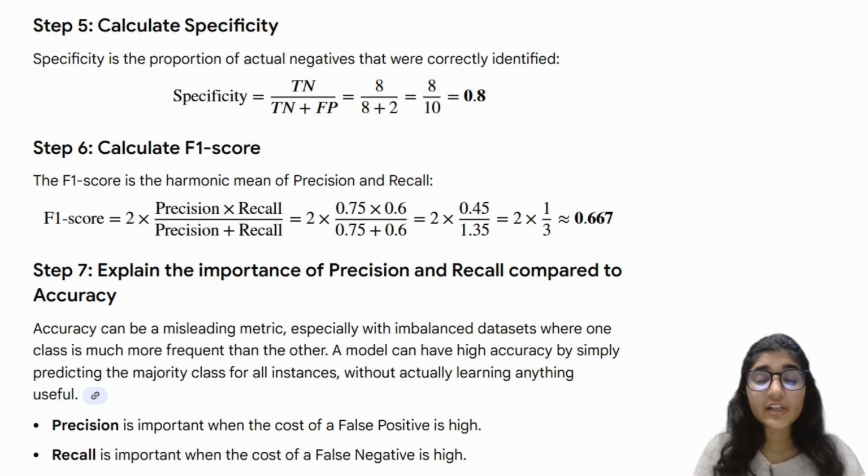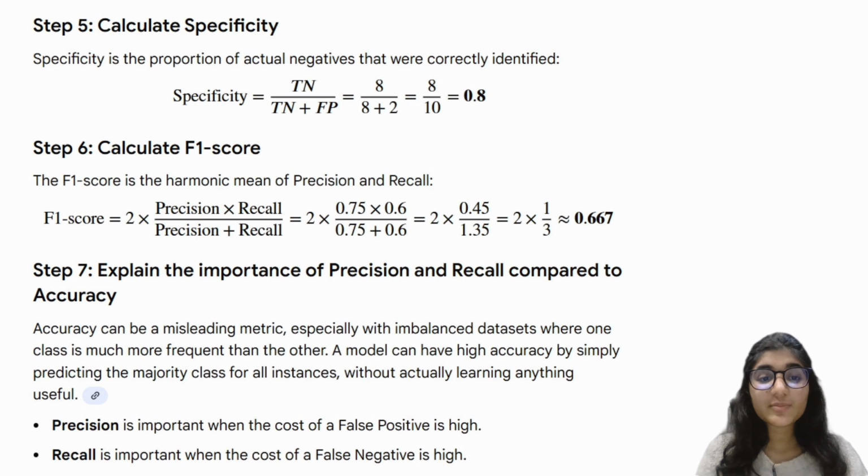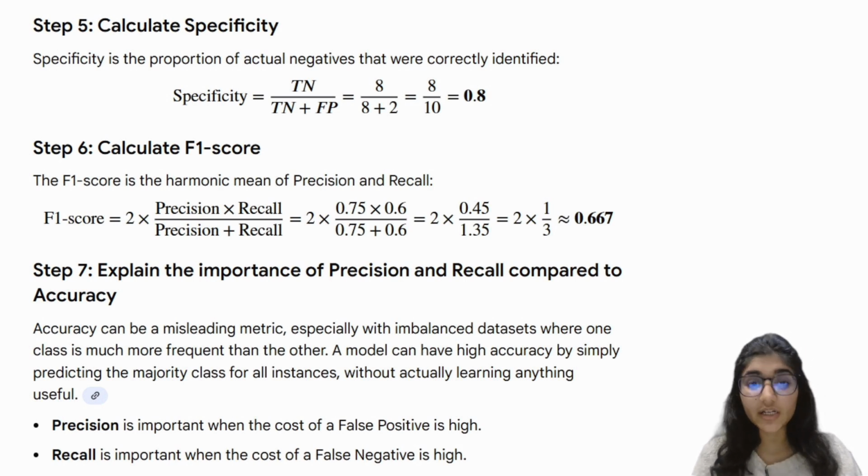Then in step 5, we will calculate the specificity. The specificity is the proportion of actual negatives that were correctly identified. So the formula is TN upon TN plus FP, which gives us 0.8. Now the sixth step is to calculate the F1 score. The formula for F1 score is 2 into precision into recall upon precision plus recall, which gives us approximately 0.667.